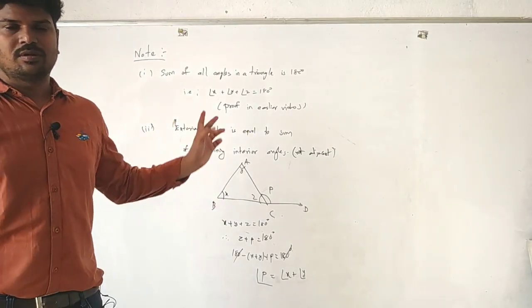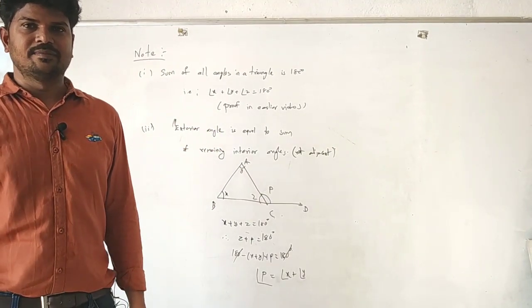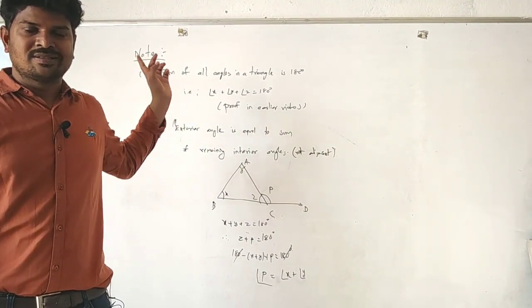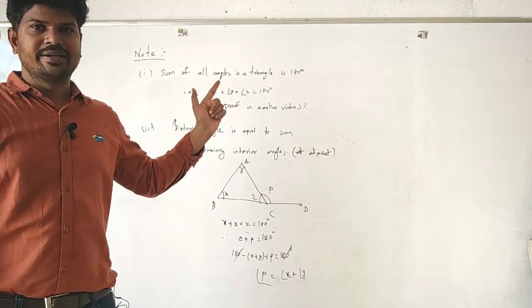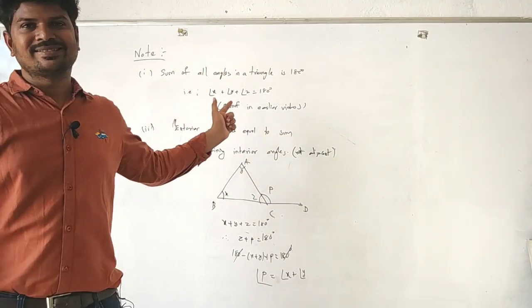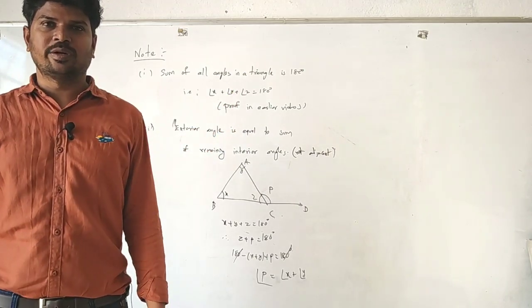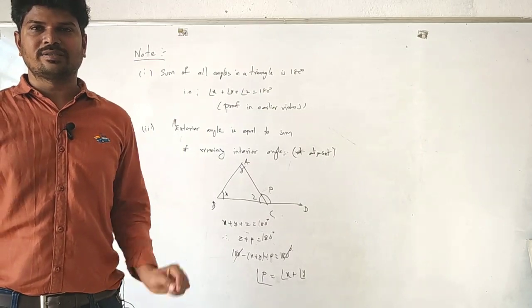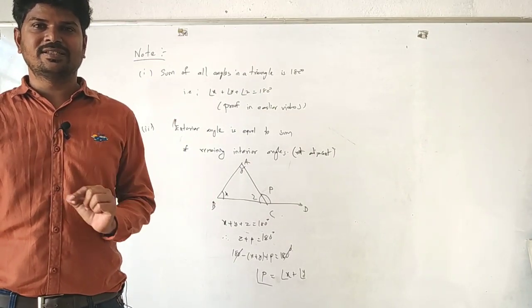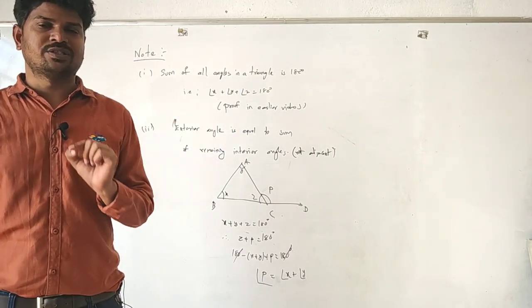Let's discuss some points in a triangle. I told you already, the sum of all angles in a triangle is 180 degrees. That is, angle X plus angle Y plus angle Z is equal to 180 degrees, and the proof for this is explained in a video called "Why sum of angles in a triangle is 180 degrees". If you want, watch it.